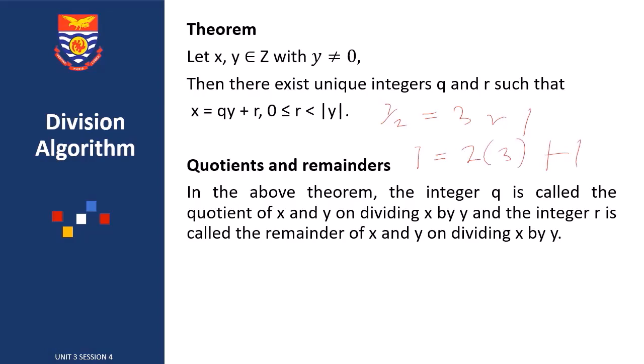So here in the above, the integer q is called the quotient of x and y on dividing x by y, and the integer r is called the remainder of x and y on dividing x by y. You can also prove this proof. It is so simple to see the beauty of mathematics, so learn how to prove.